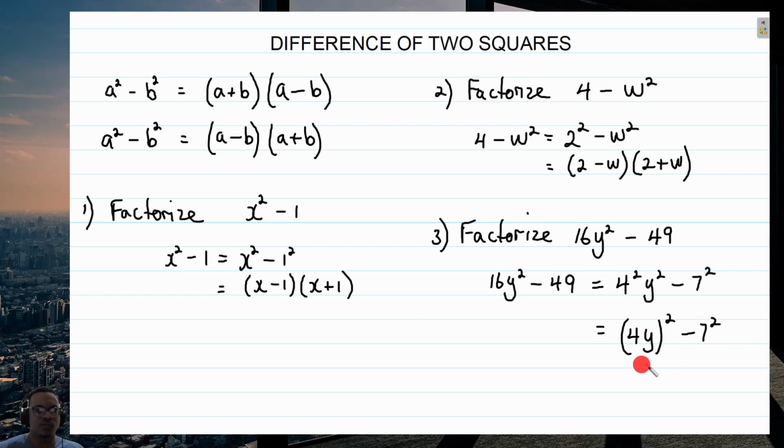So now I have two square numbers and a subtraction sign between them. So I have the difference of two squares. So my answer will be, open brackets, 4y take away 7 and 4y plus 7.